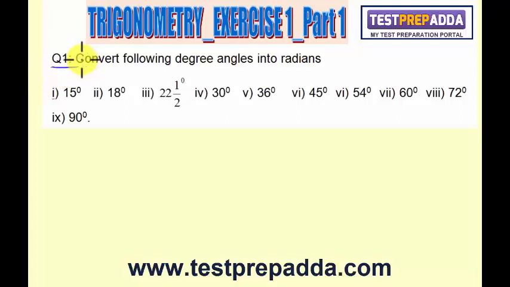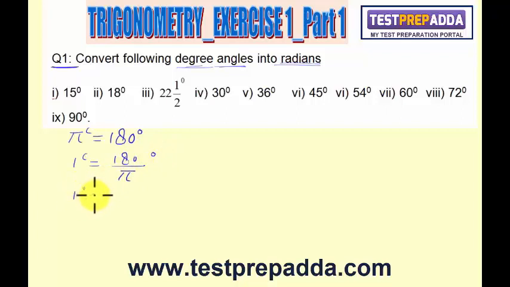We will discuss questions. Here question 1 says, convert the following degree angles into radians. Different degrees are given. So obviously, if you want to convert degree into radian, you need to know the relation. Now, recall the previous session. There, we proved that pi radian is equal to how many degrees? 180 degrees. So, if pi radian is 180 degrees, 1 radian will be how much? 180 upon pi degrees. Got the idea?